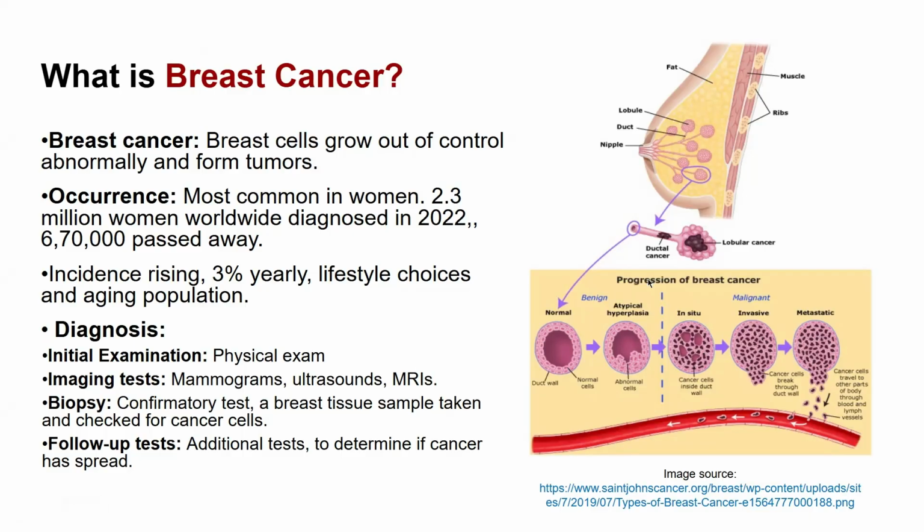So in this image, you can see different types of breast cancer classified based on where they originate. For example, some begin in the milk ducts, which are called ductal carcinoma or ductal cancer, and some in lobules, which are called lobular carcinoma or lobular cancer.